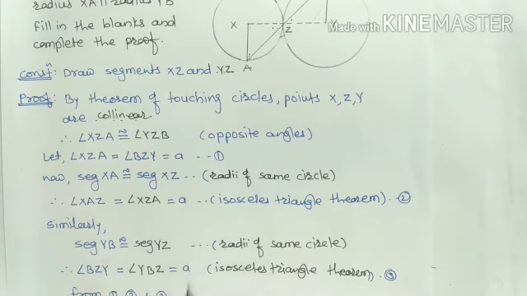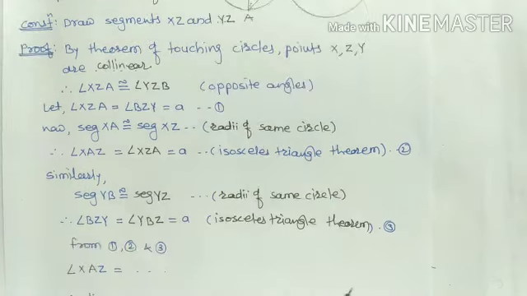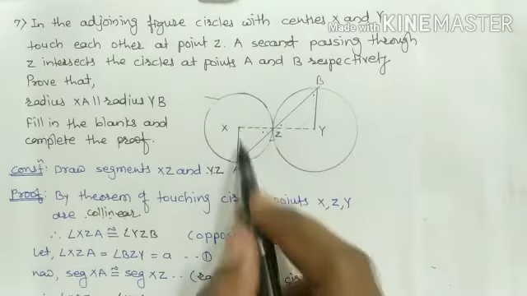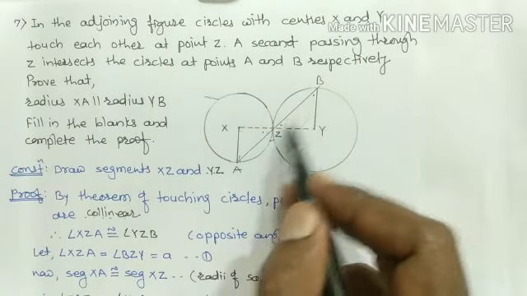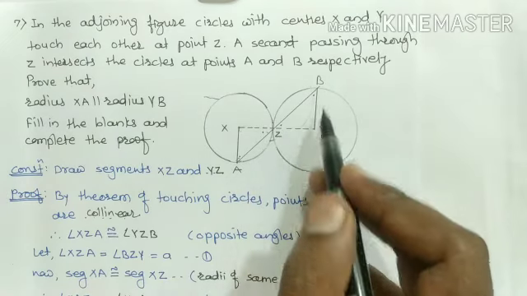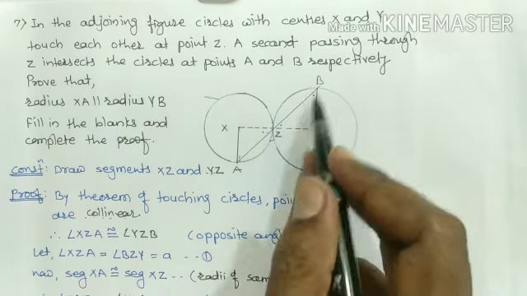From first, second and third, angle XAZ is congruent to angle BZY, which equals angle BZY, and as XAZ is congruent to angle BZY, that is angle XAB equals angle YBA.